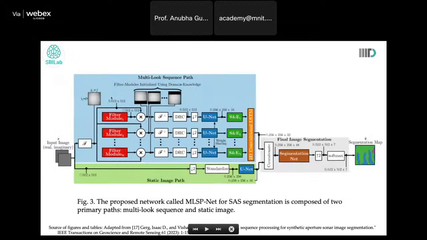They combine these multi-look images. You have the real and imaginary part of the image. Take the Fourier transform, and now these are those multi-look filters. Whatever the outputs are, you take the inverse Fourier, then you have the DRC module, downsampler unit, squeeze and excitation network, and finally in the LSTM you take the embedding out. And here also you're doing some U-Net style concatenating, and then doing the final segmentation.